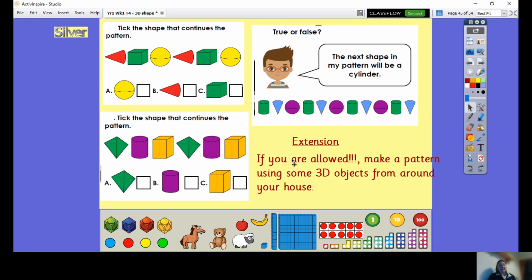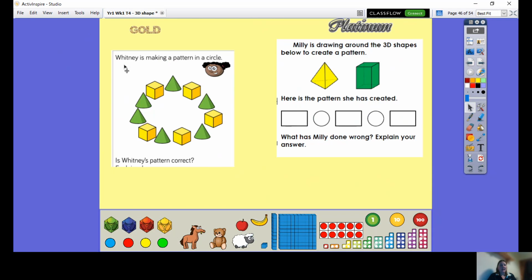And then extension, again, if you're allowed to, you could get some of your 3D objects from around your house and make a pattern with them, but that's only if you're allowed to, and you really don't have to do it. The gold then is, looking at this pattern, Whitney is making a circle pattern. Is Whitney's pattern correct? Has she done it correct? Or can you spot the mistake?